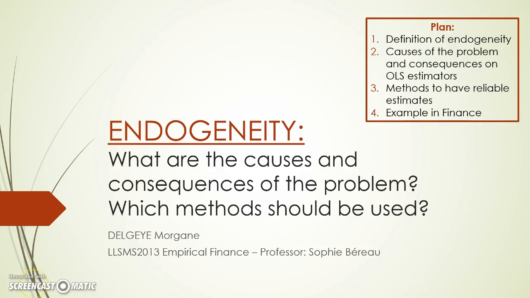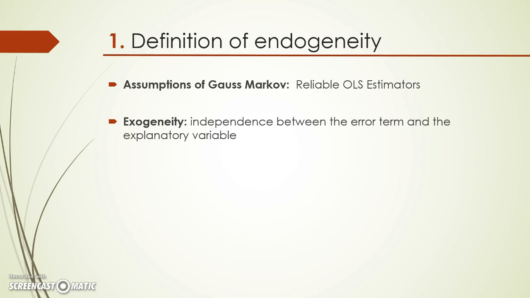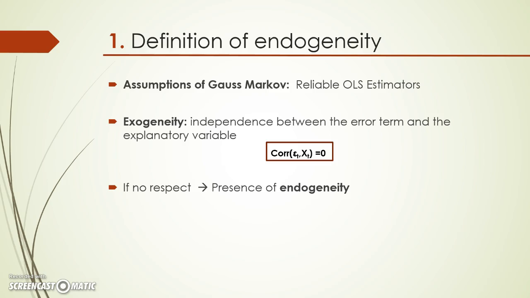This video will deal with the endogeneity problem according to the plan above. With the OLS method, the assumptions of Gauss-Markov have to be respected in order to work with a reliable OLS estimator. One of them, called exogeneity, says that there should be no relationship between the error term and an explanatory variable. When this independence is not respected, the model suffers from endogeneity and the OLS estimators are biased and inconsistent.